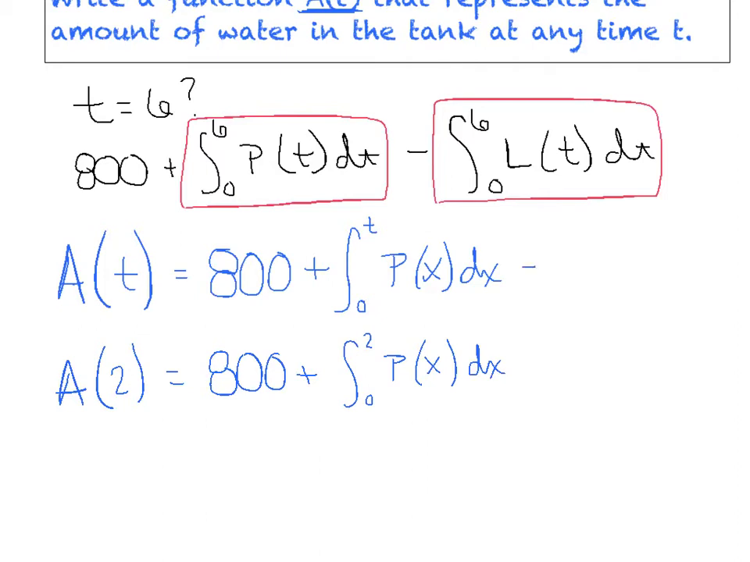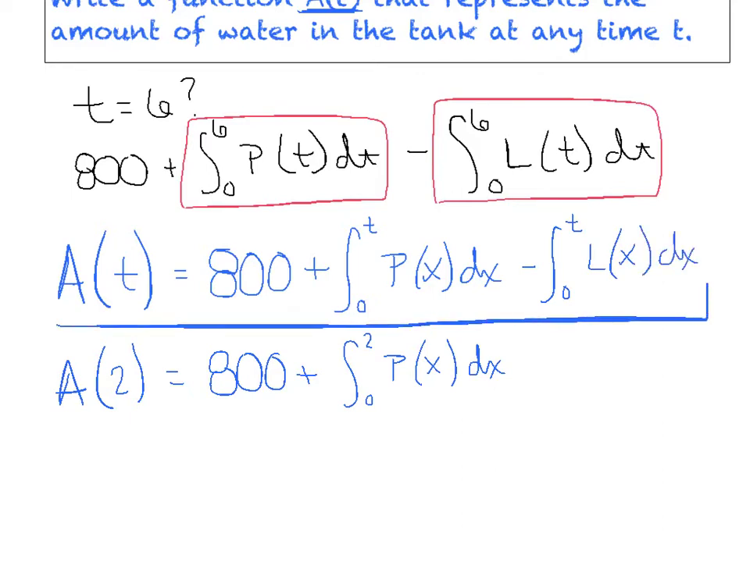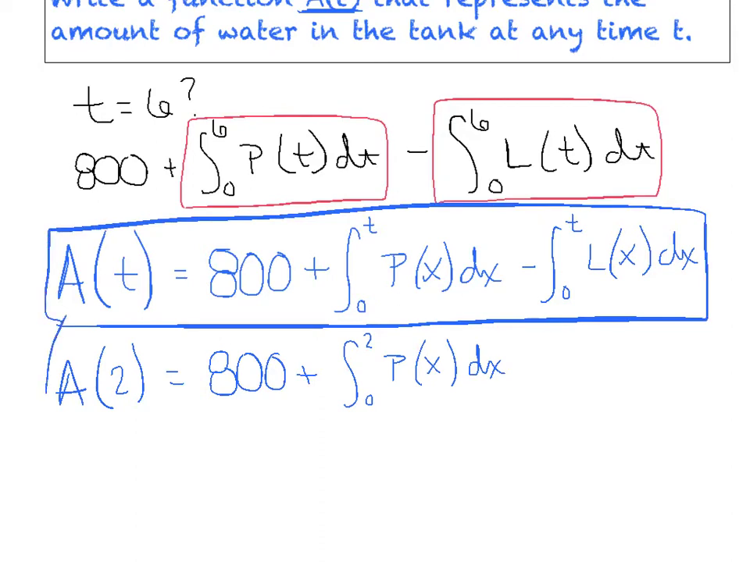We also want to then subtract the amount of water that is leaked out during this time span. And again, it's going to be L of X dx. So right there you have it. We could trim this function up a little bit and combine the two integrals into one. So that's what I'm going to do right here.